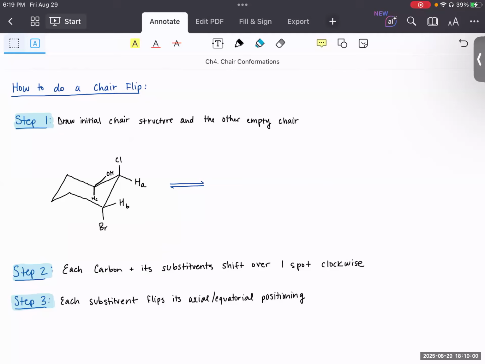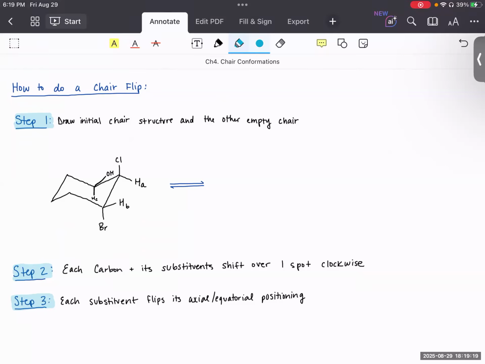So this is part 3 of the video series on chair conformations. In this video, we're going to go through how to do a chair flip once we already have our initial chair structure. So in the previous section, or part 2 of this video series, we drew out this structure here on the left. And so now we're going to go through how do we draw the second structure that corresponds to this chair.